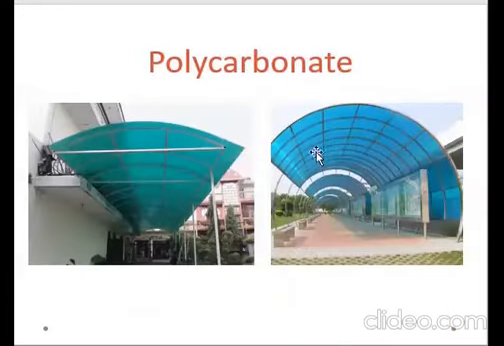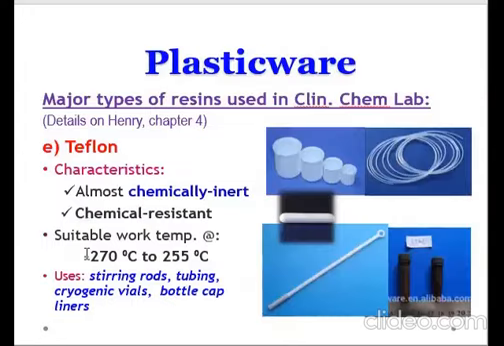Ito siya. Dito. Okay? Then the fifth type of resin is your Teflon. So this one, its characteristic, it is almost chemically inert. When we say chemically inert, it means that the substance is not chemically reactive. Almost not chemically reactive. So it is chemical resistant. In other words, it is resistant to your acids, your bases, alcohol, and hydrocarbons.